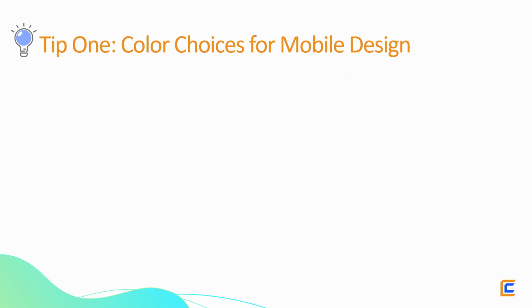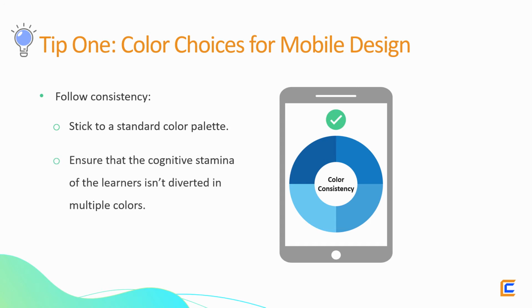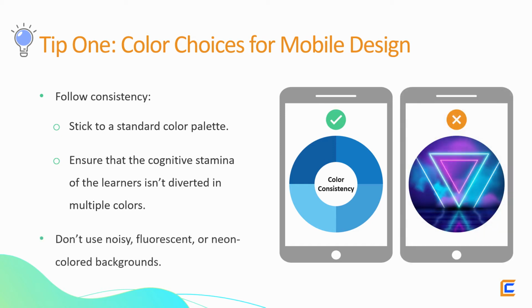Another tip for color usage relates to using consistency. Stick to a standard color palette and use it in your courses. It will ensure that the cognitive stamina of your learners is not diverted in making sense of multiple colors. Finally, make sure you don't use noisy, fluorescent, or neon-colored backgrounds. Such colors are distracting and can hamper the readability of your content.